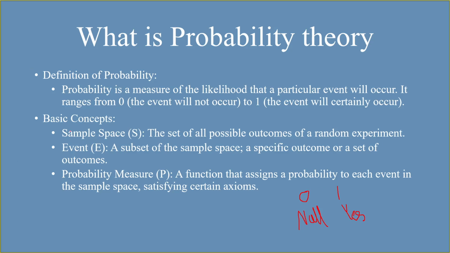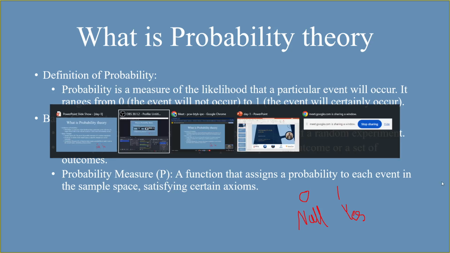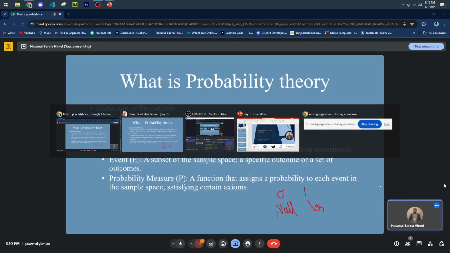So now let's learn the basic concepts. The sample space is the set of all possible outcomes of a random experiment. What is an event? A subset of the sample space, a specific outcome or a set of outcomes. We will learn this in our next slides. And what is a probability measure? A function that assigns a probability to each event in the sample space, satisfying certain axioms.